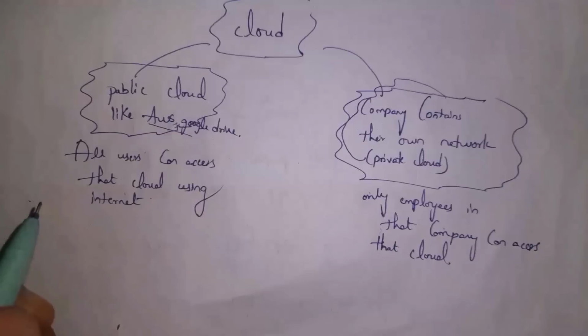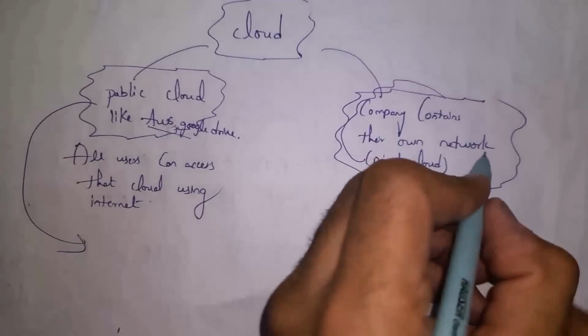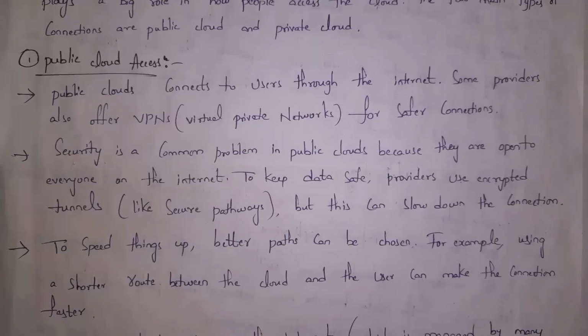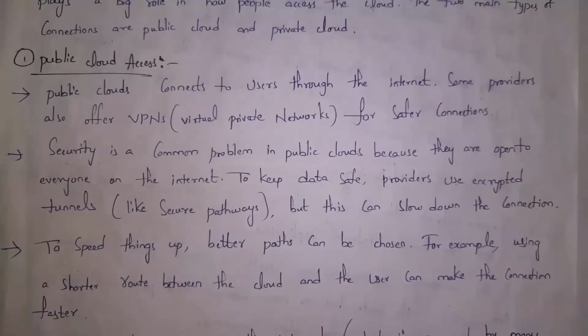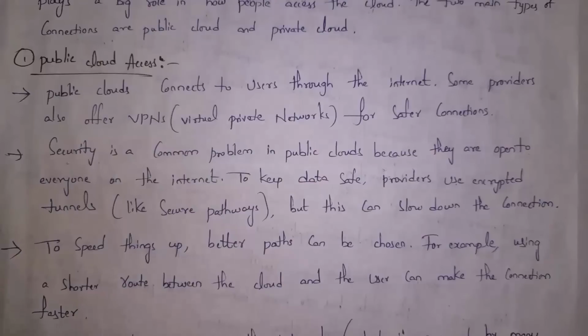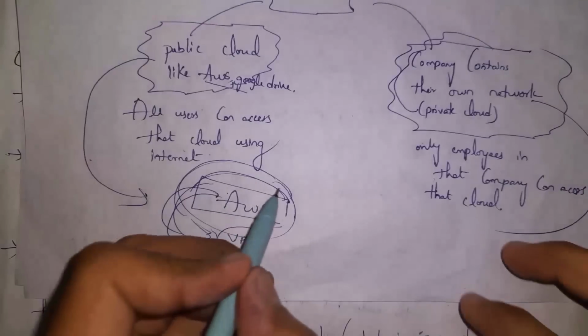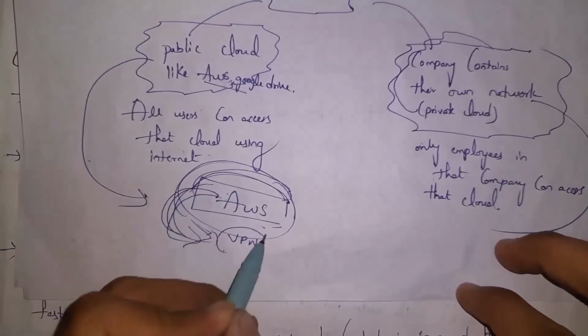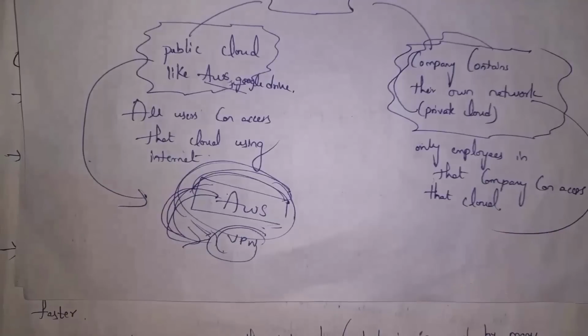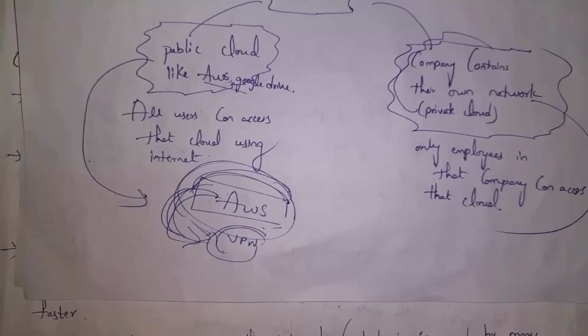So people can access cloud networks in two ways. One is public cloud access and the second one is private cloud access. At first I will explain what public cloud access is. Guys, all users can connect to a public cloud by using the internet. Some public cloud providers also offer virtual private networks for safer connection. For example, consider AWS as a public cloud. Inside a public cloud, we can create a virtual private network for safer connection. So some providers like AWS offer virtual private networks for safer connections.